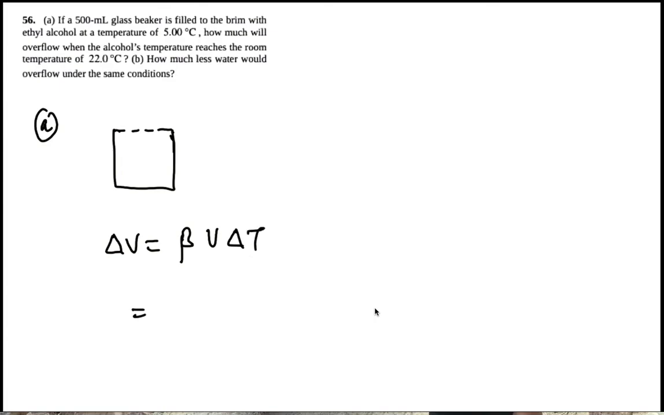And beta for alcohol is 1100 times 10^-6 per degree Celsius. Okay, so what this number is telling you is it expands 1100 parts in a million per degree rise in temperature.